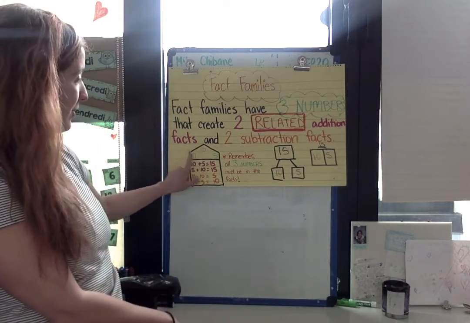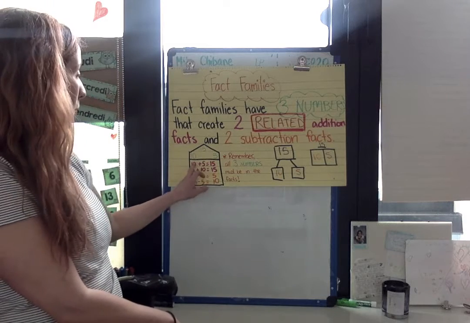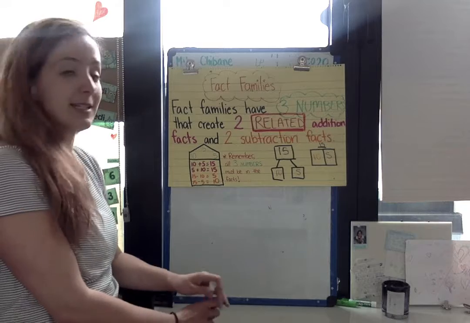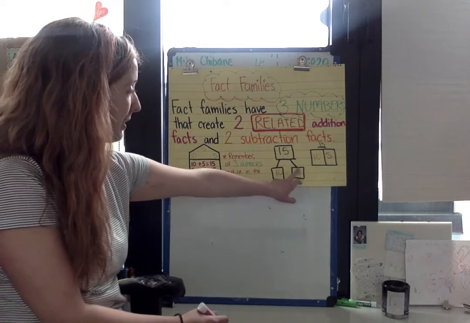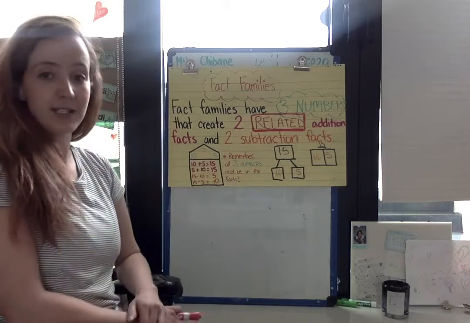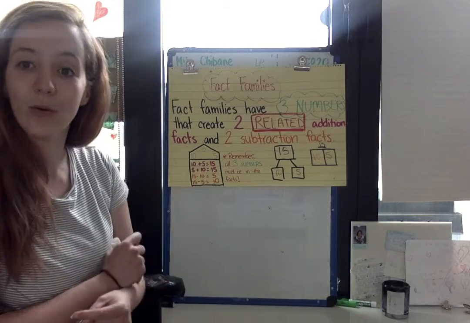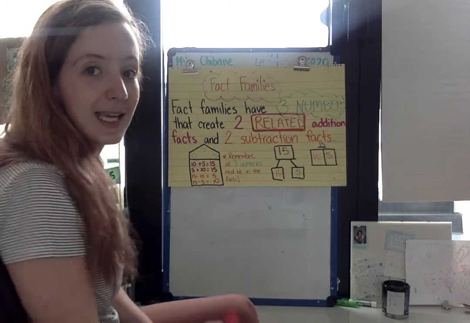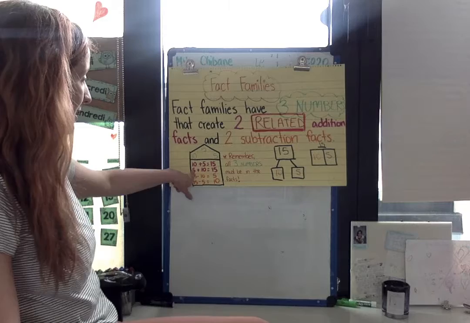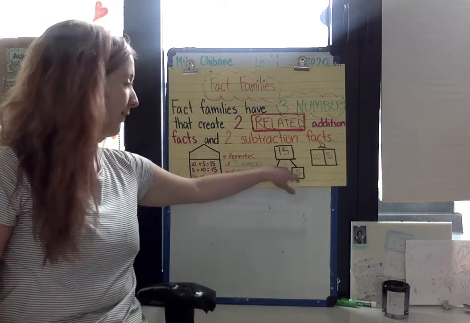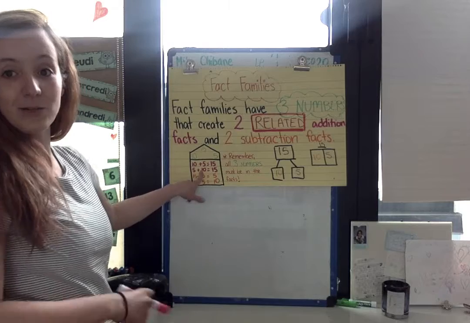So in this case, for 10, 15, and 5, one addition fact is 10 plus 5 equals 15. And we know that in addition, when we switch the order of the parts, we still get the same whole. So my other and related addition fact is 5 plus 10 equals 15.